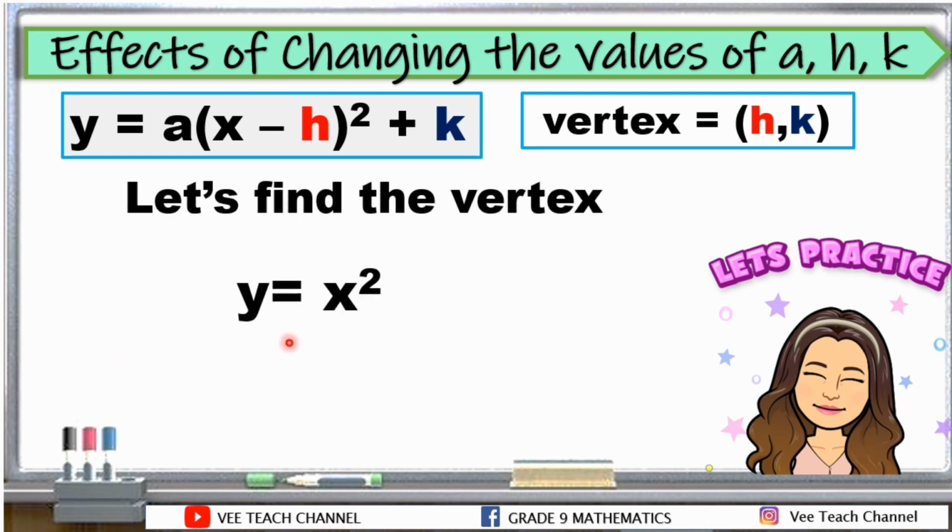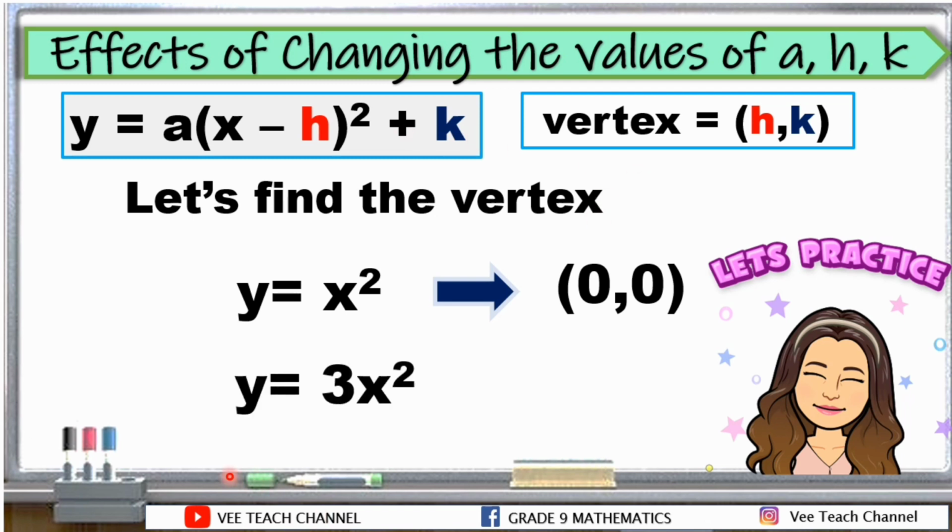Now, let's review. Let's find the vertex of this equation. Y is equal to x squared. The vertex is 0 and 0. Why is it 0 and 0? As you can see, we don't have h and k. So, 0, 0. Another one, y is equal to 3x squared. What is our vertex here? The vertex is also 0, 0. Again, you cannot see h or k in this equation.